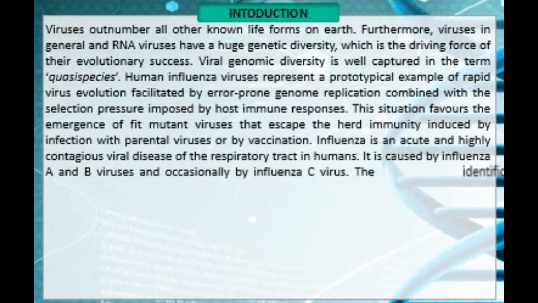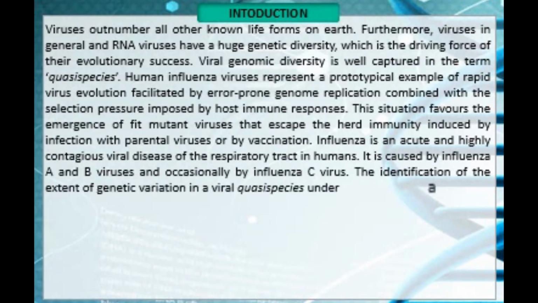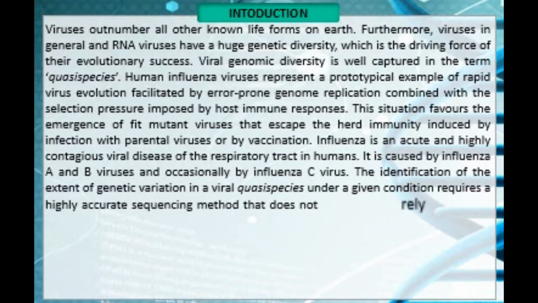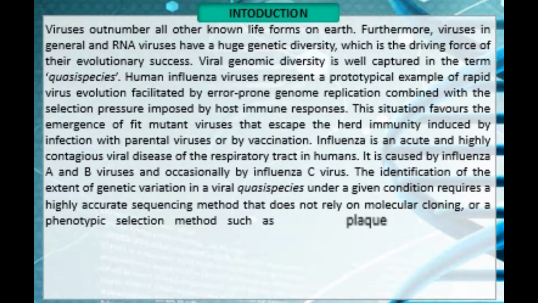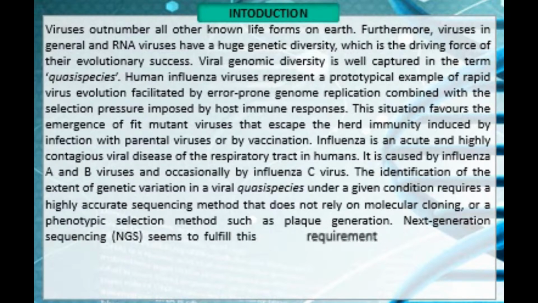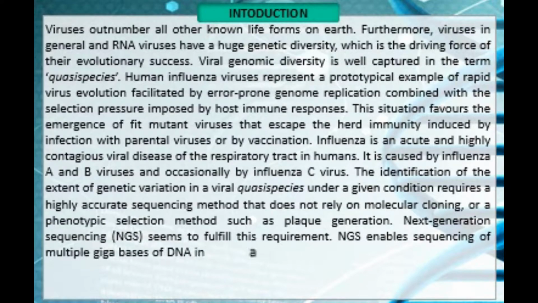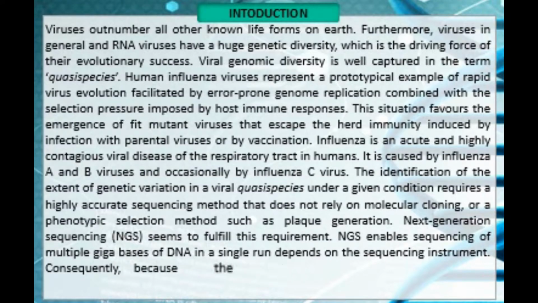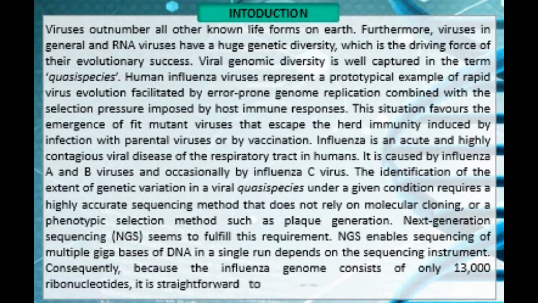The identification of the extent of genetic variation in viral quasi-species under a given condition requires a highly accurate sequencing method that does not rely on molecular cloning or a phenotypic selection method such as plaque generation. Next-generation sequencing seems to fulfill this requirement. NGS enables sequencing of multiple gigabases of DNA in a single run, depending on the sequencing instrument. Consequently, because the influenza genome consists of only 13,000 ribonucleotides, it is straightforward to sequence it in high coverage.